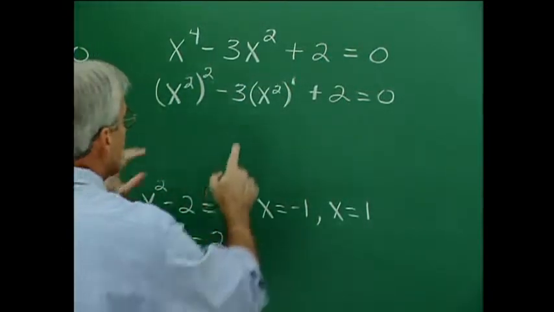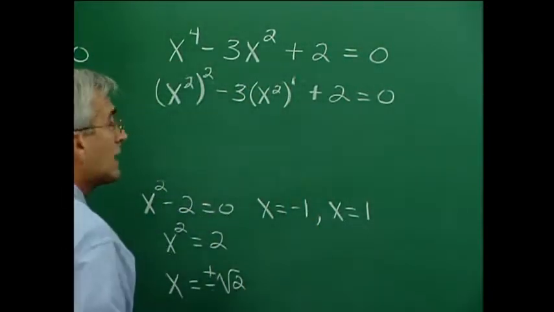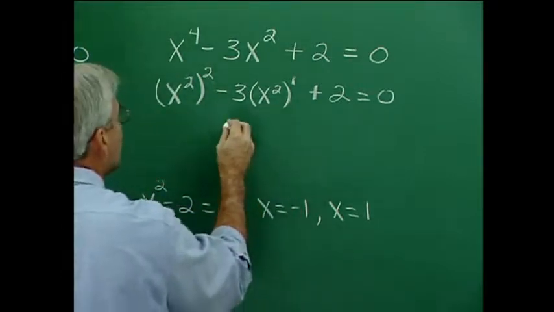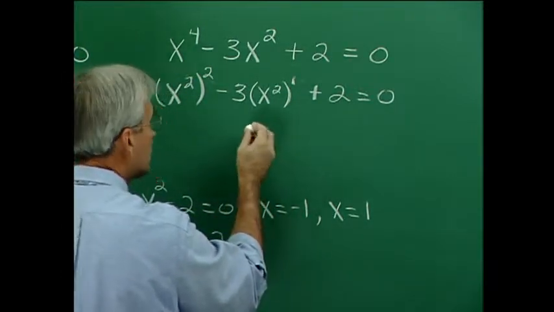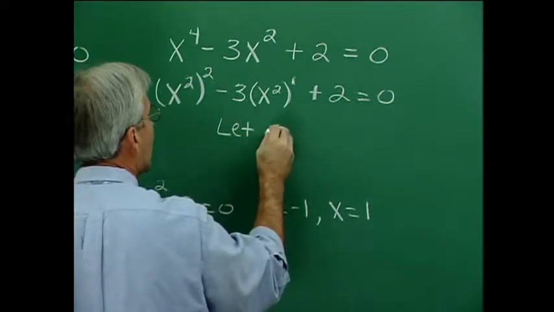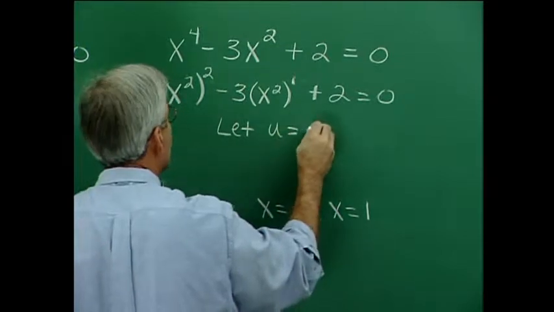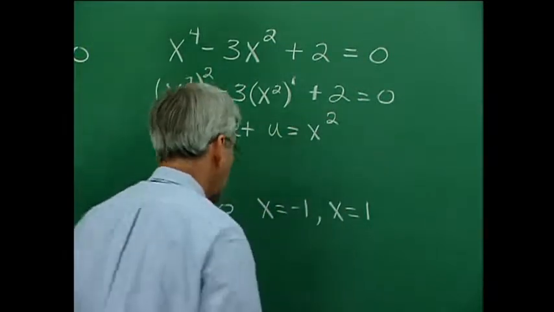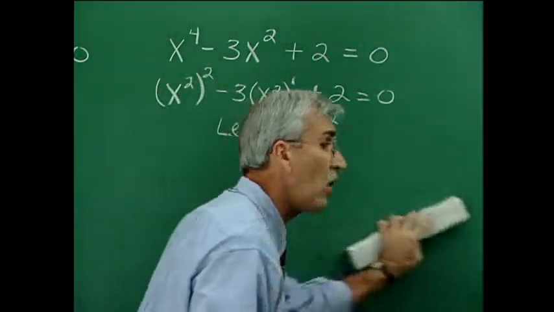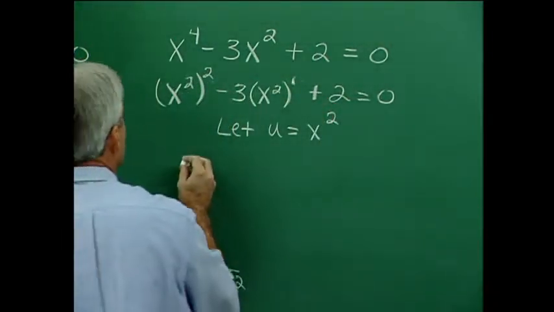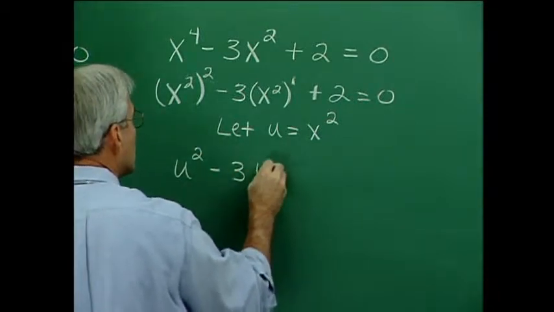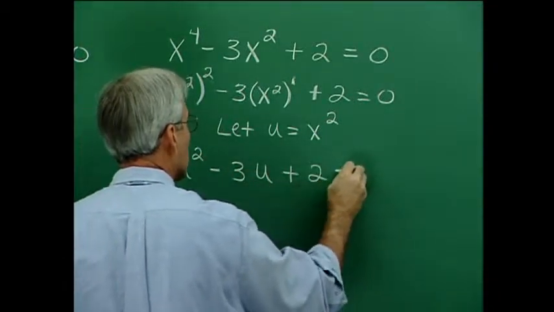Now, it doesn't make any difference what that variable quantity looks like. It happens to be x squared itself here. So we could cause a substitution to take place and say, let's let a letter, let's say u, stand for x squared. And now you see we can rewrite this in terms of u and solve it for u. We can say that u squared minus 3u plus 2 equals 0.